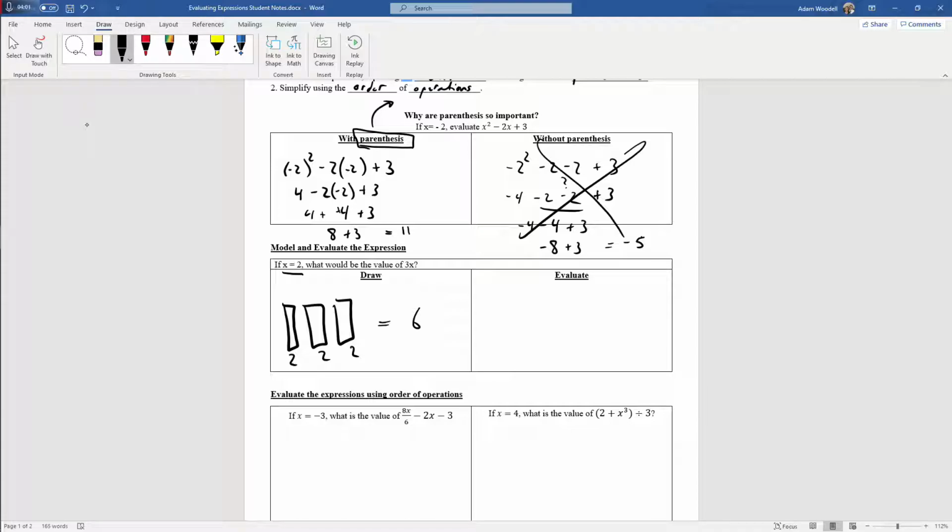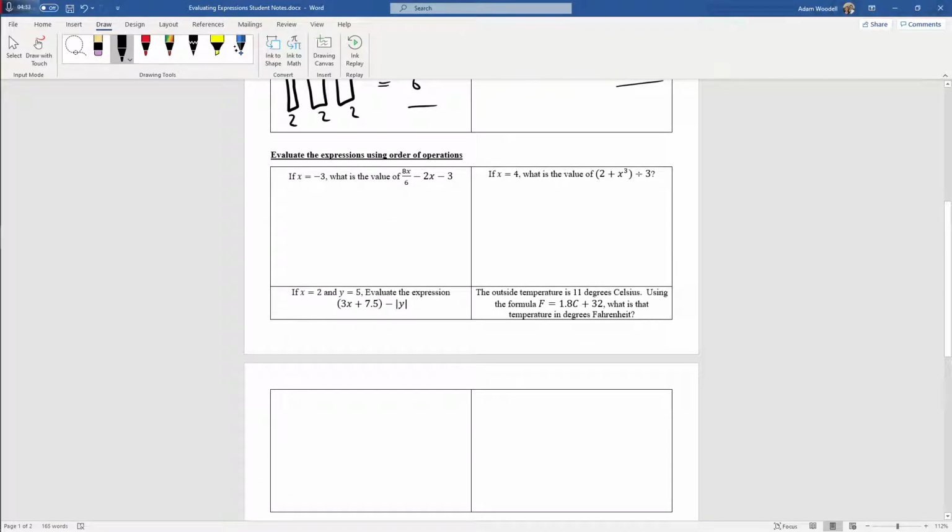So I can do the same exact thing, but without having to draw those rectangles and squares every single time. If I know my expression is 3x, and I know that x is 2, let me just substitute like I did up here. Let me take every time I see an x and replace it with a 2, in parentheses, of course. So now I have 3 with a 2 in parentheses. If they're right next to each other, that means I'm going to multiply, and 3 times 2 is equal to 6. You'll notice no matter how we did it, we still got the same answer.